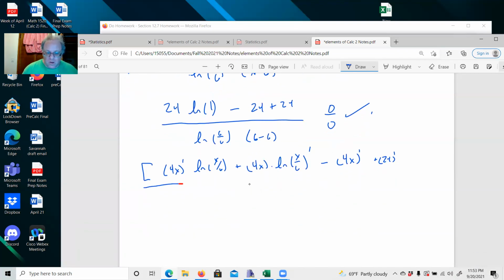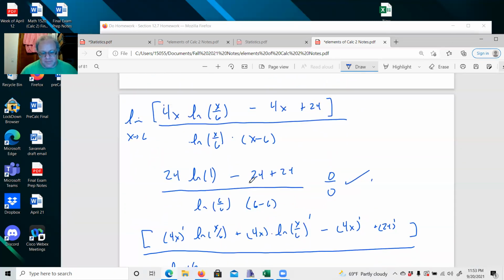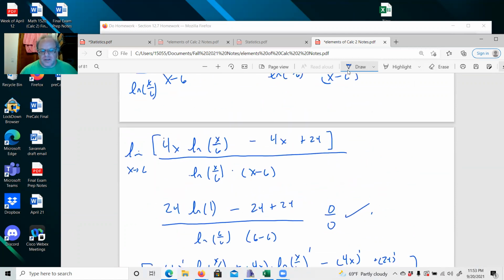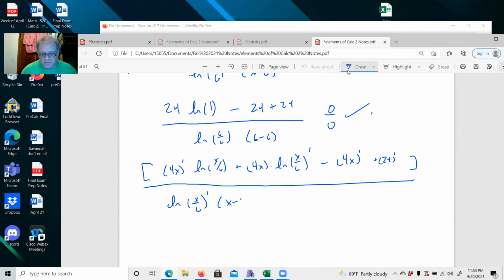On the bottom, we've got another product rule: the derivative of the first, natural log of x over 6, times the second, x minus 6, plus the first, ln of x over 6, times the derivative of the second. Because this is a complicated problem, all I've done is lay out my plan.